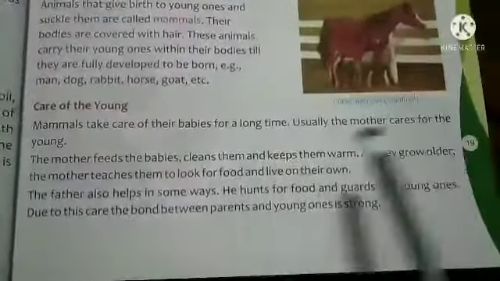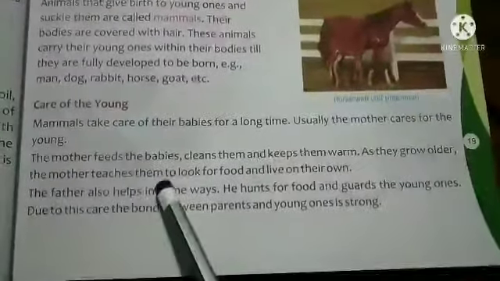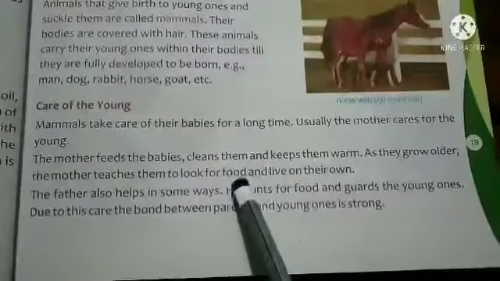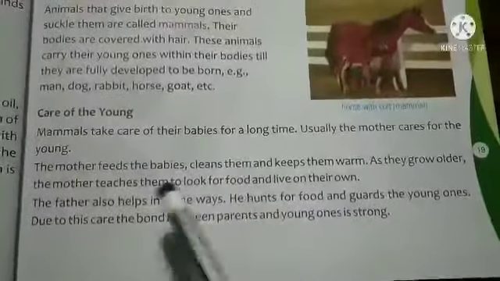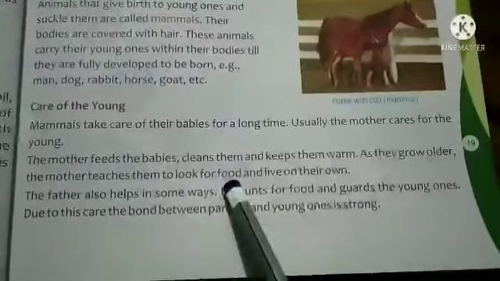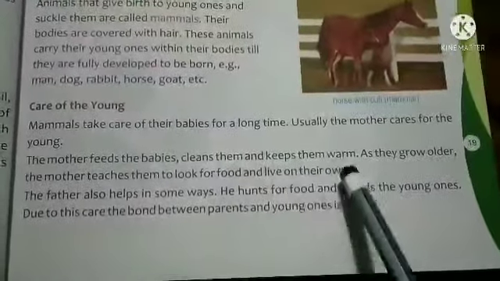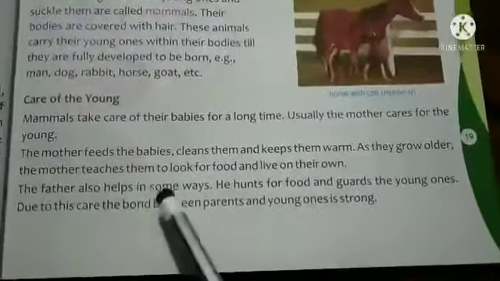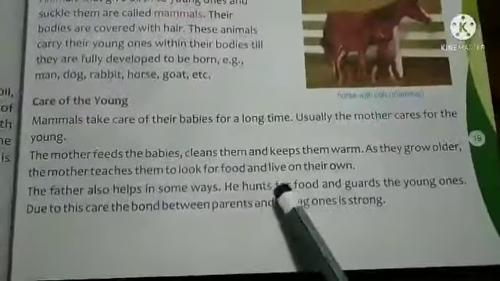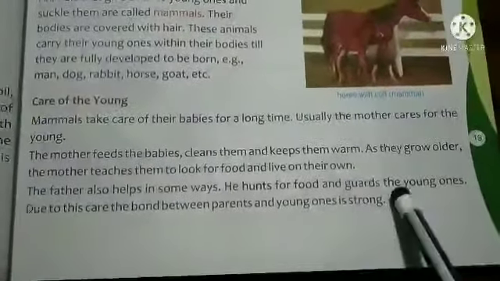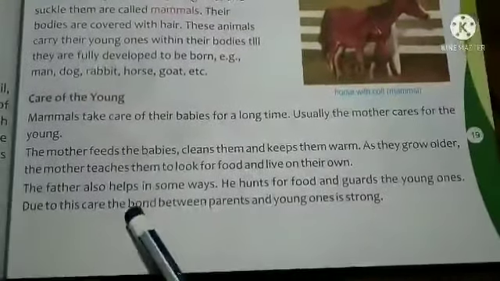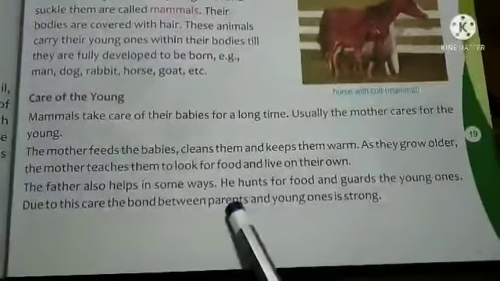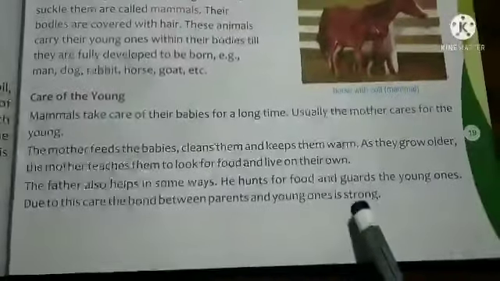As they grow older, the mother teaches them to look for food and live on their own. As they grow older, the mother hare teaches them to look for food, how to survive, and how to live on their own. The father also helps in some ways. He hunts for food and guards the young ones, protecting the little ones. Due to this care, the bond between parents and young ones is strong.